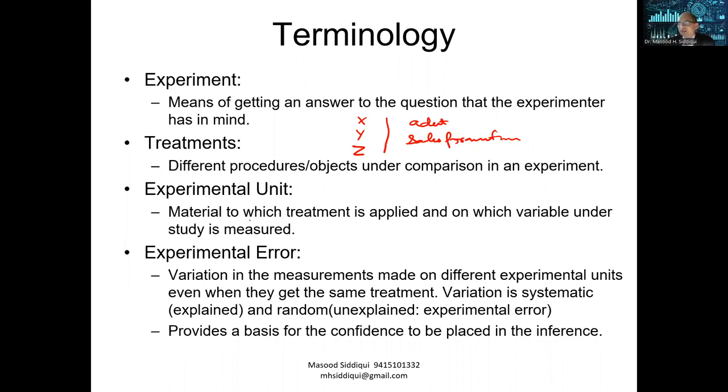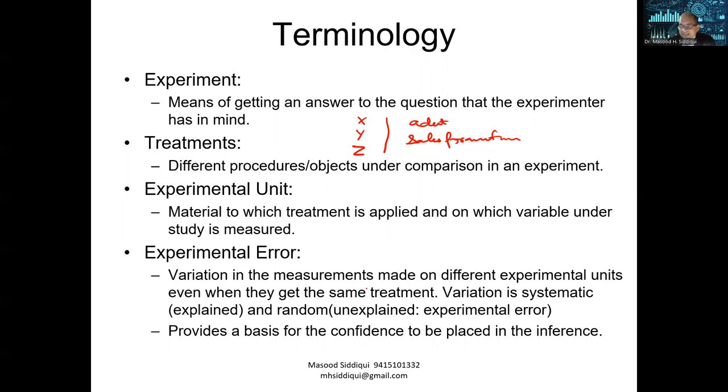So this is known as experimental unit, right? Any living or non-living thing on which the treatment is applied and the variable under study is measured is known as an experimental unit. After that, we define the experimental error.